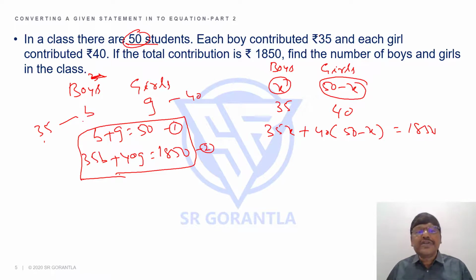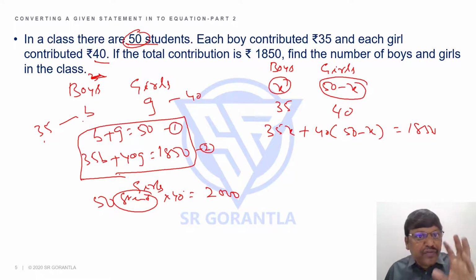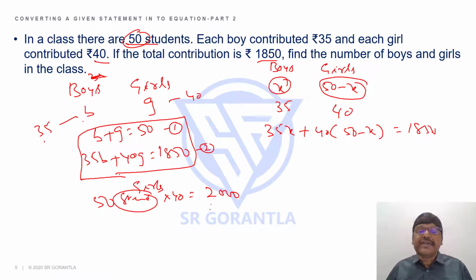Now what is the overall approach? Students, there are 50 students. If all 50 were to be girls, each girl is contributing how much? 40. What is 50 into 40? The total contribution would have been 2000. 50 into 40, 5 4 20, 2000. But the total contribution is how much? 1850.